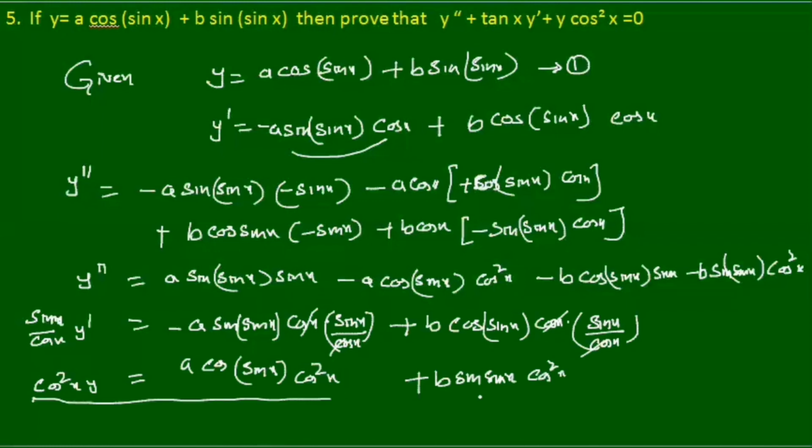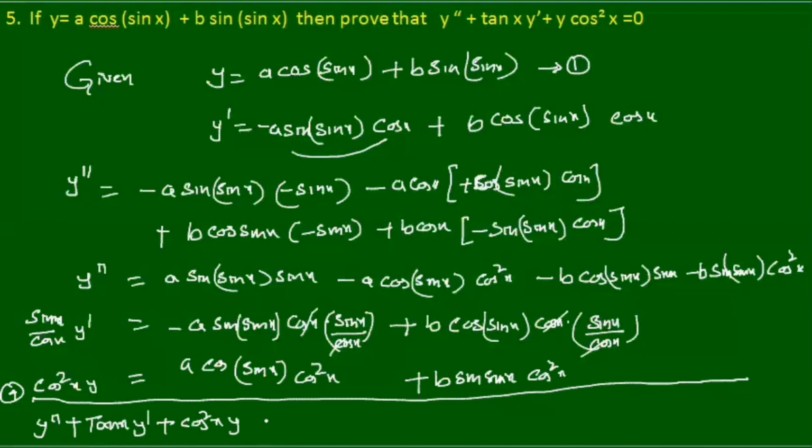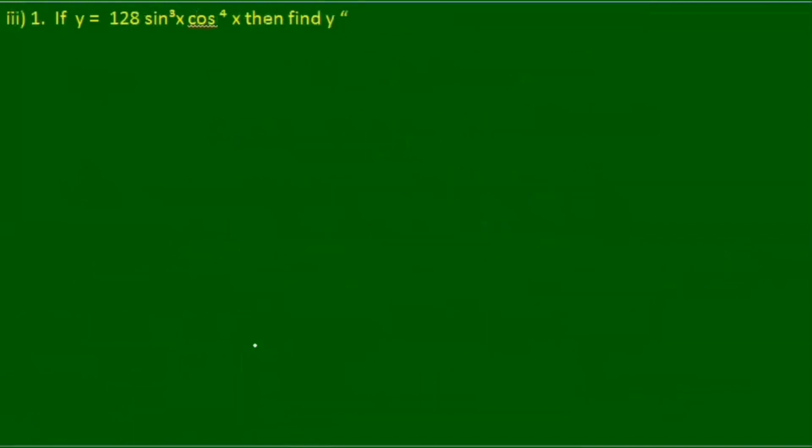Now we have to add all these three terms: y double dash, plus sin x by cos x, that is tan x, into y dash, plus cos square x into y is equal to, first term in y double dash gets cancelled with the first term in tan x y dash, and then second term in y double dash gets cancelled with the first term in cos square x y, third term with the second term in y dash, and the last term with the last term in cos square x y. This is 0. That's the answer. Simple problem, very easy.